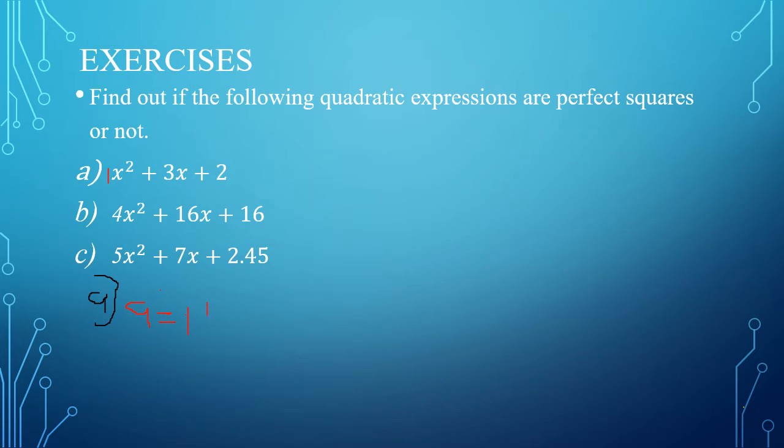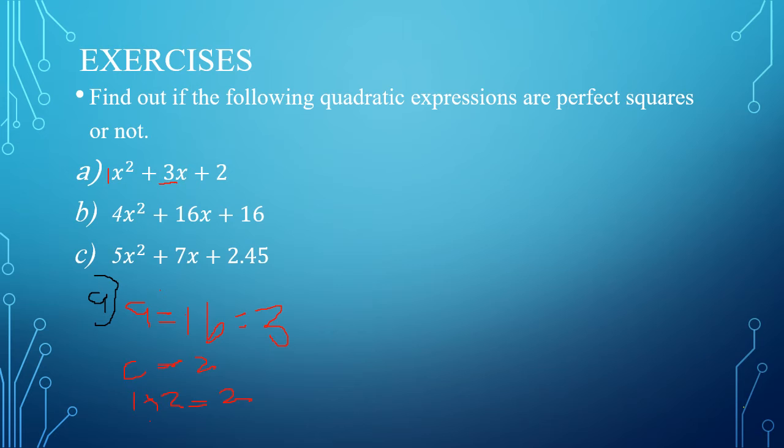What about our b? Our b is equal to 3. I hope you can see our b is 3, and our c is 2. Sorry, because of my mic. So a multiplied by c is 1 multiplied by 2, which is equal to 2.